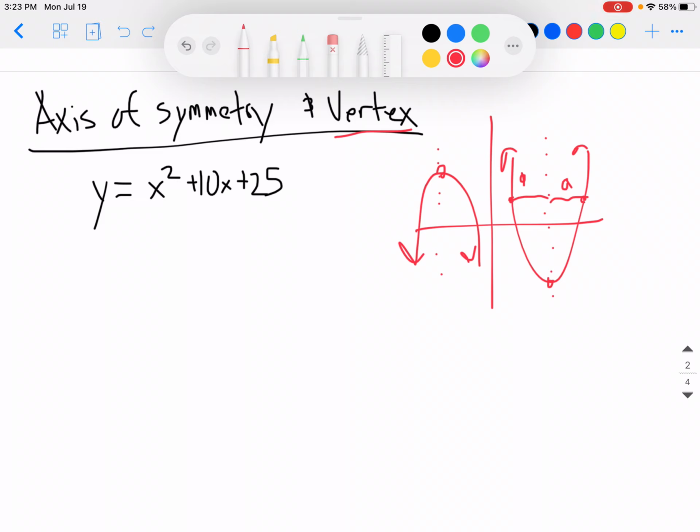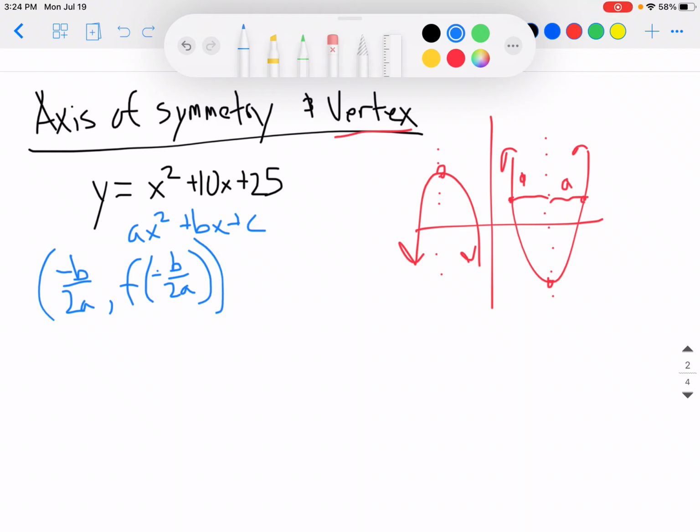Now let's talk about how we find the vertex. In order to find the vertex, we're going to think of this in its standard form, ax squared plus bx plus c. The formula for the vertex is negative b over 2a comma f of negative b over 2a. This represents the point of that vertex. So it's either here or wherever it is for the actual parabola, but it's the low point or the high point.